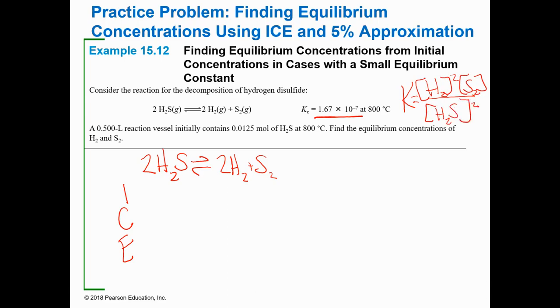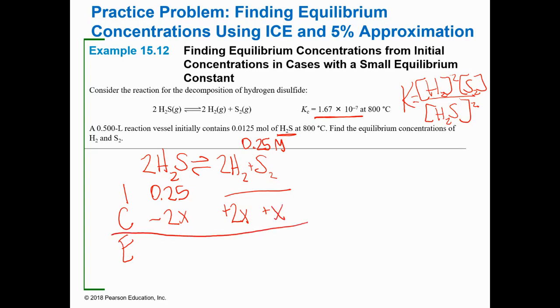All right, so I've got 0.0125 divided by 0.5. So my initial concentration is 0.25 molar for H2S. Okay, and they didn't give me anything over here. So this is minus 2x, plus 2x. Sorry, y'all, my allergies. Sometimes when I drink coffee that's got a lot of dairy in it, it makes me cough more than normal.